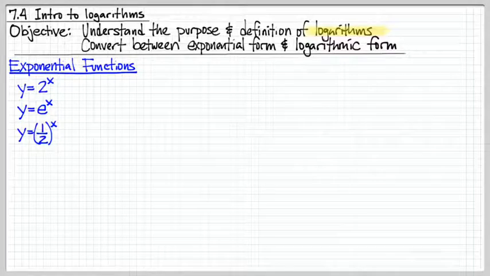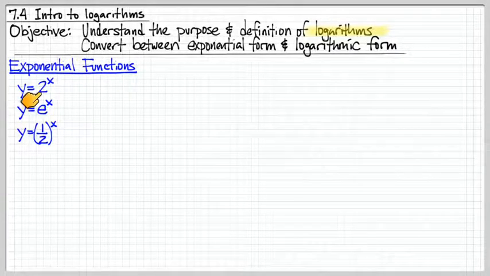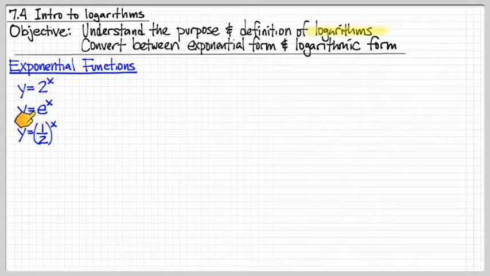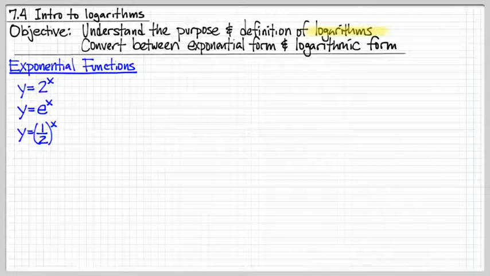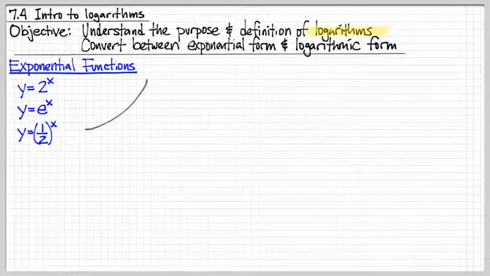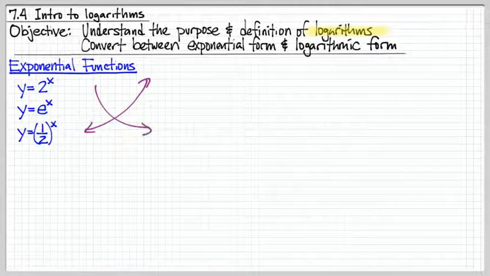Okay, so we've been looking at exponential functions. Exponential functions, if you can remember, we have a base, and the x is in the exponent. So 2 to the x power, e to the x power, 1/2 to the x power. These are all exponential functions, and they have either some sort of growth or decay type of graph to it when we graph them out.